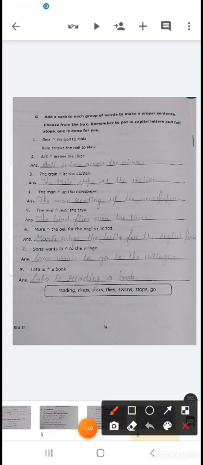The train stops at the station. Now the second one has been remaining. Aarti dash across the river. Aarti swims across the river.